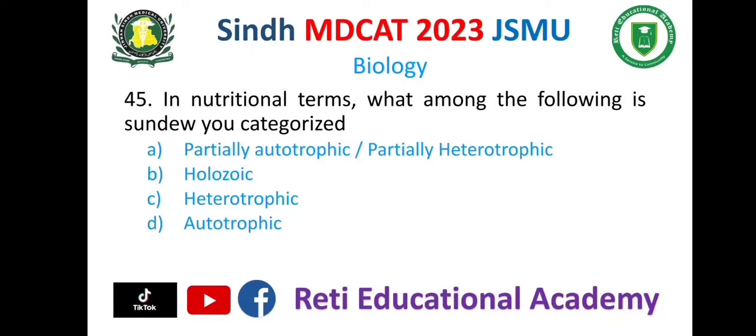In nutritional terms, in which of the following is sundew categorized? A. Partially autotrophic, partially heterotrophic, B. Holozoic, C. Heterotrophic, D. Autotrophic. And the correct option is A. Partially autotrophic and partially heterotrophic.